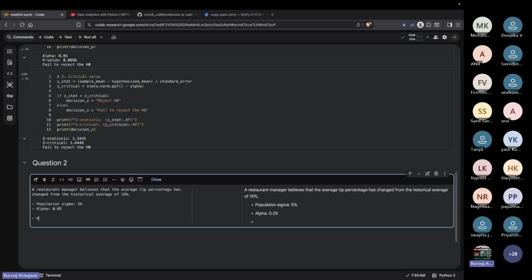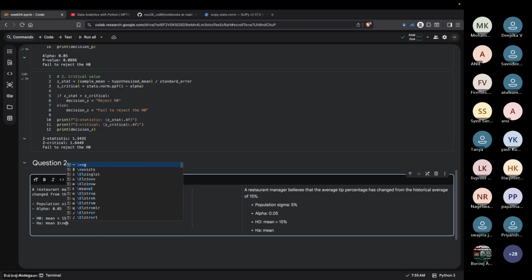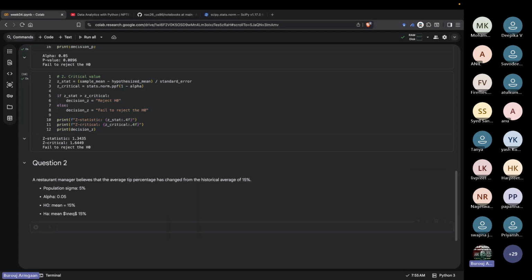So your null hypothesis in this case would be that the mean is still 15%, and your alternate hypothesis is that it is different. How do you write it? It is different than 15%.